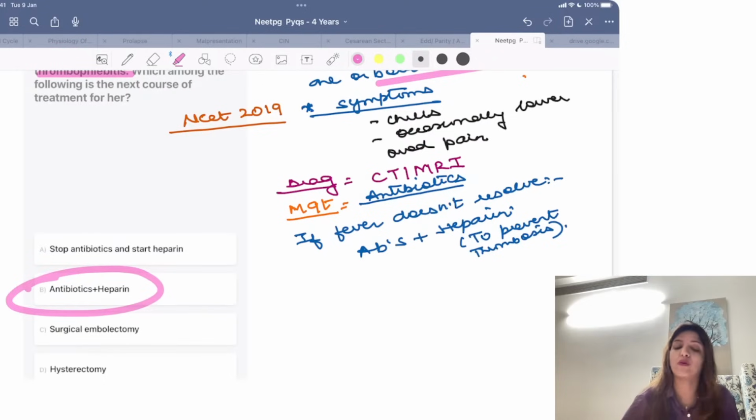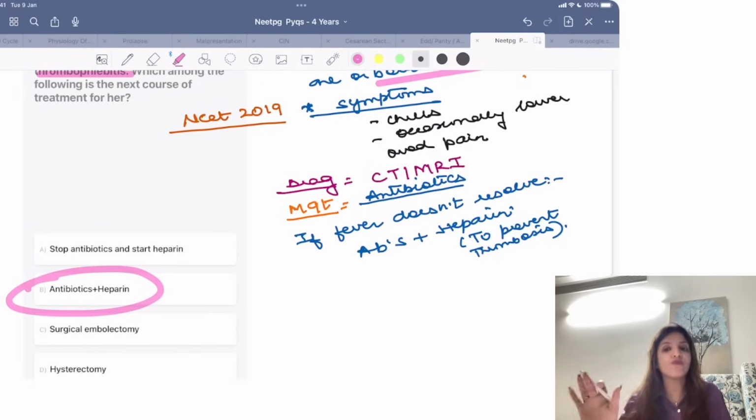The other thing is that these days, studies are going on which have shown very controversial results of heparin. So these days, some guidelines say that along with antibiotics, you may use heparin. Some may say you shouldn't be using heparin. As of now, we are sticking to it that in case of septic pelvic thrombophlebitis, if the fever is not resolving, you have to give antibiotics and you have to give her heparin, right?